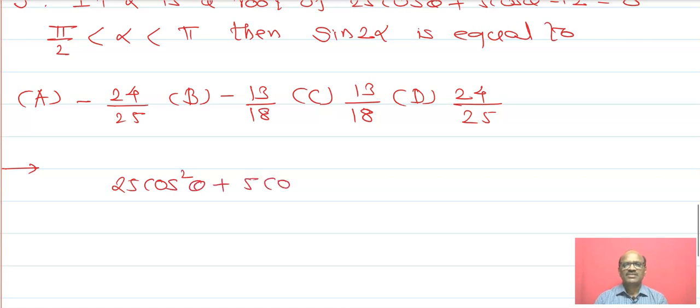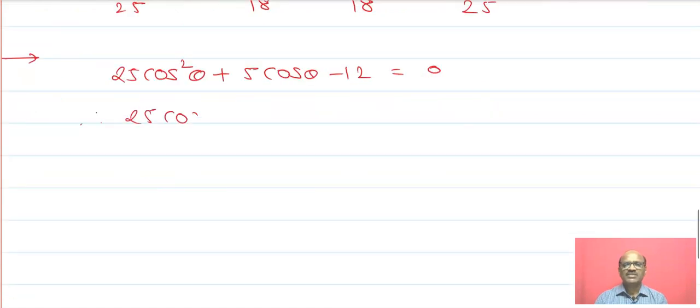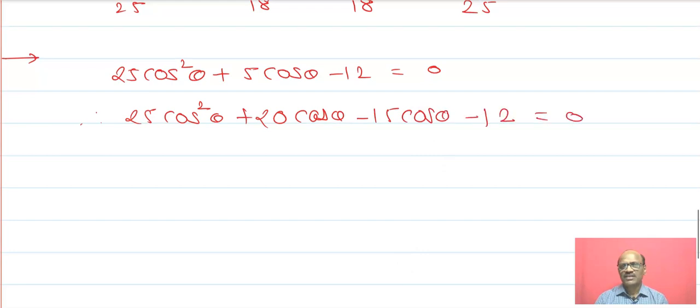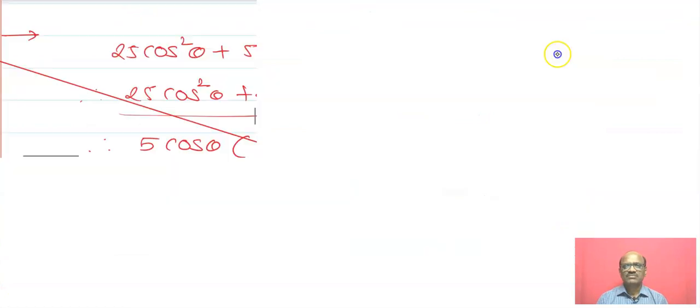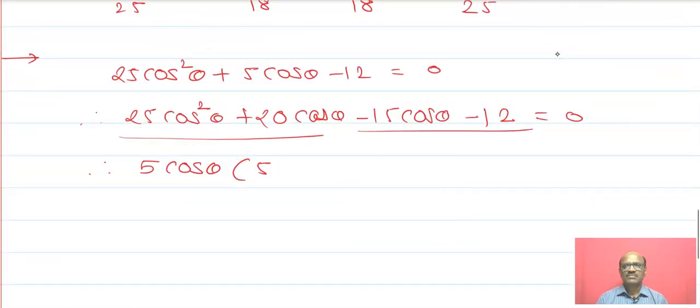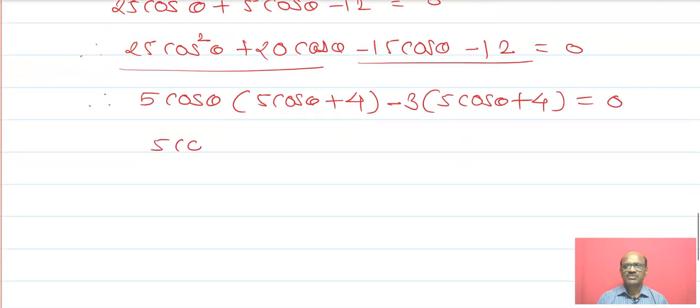Now see this here: 25 cos square theta plus 5 cos theta minus 12 equals 0. This is a quadratic equation in cos theta. The multiplication of 25 and 12 is 300. Then the two numbers: 25 cos square theta plus 20 cos theta minus 15 cos theta minus 12 equals 0. We take 5 cos theta common: 5 cos theta bracket 5 cos theta plus 4, minus 3 bracket 5 cos theta plus 4 equals 0.